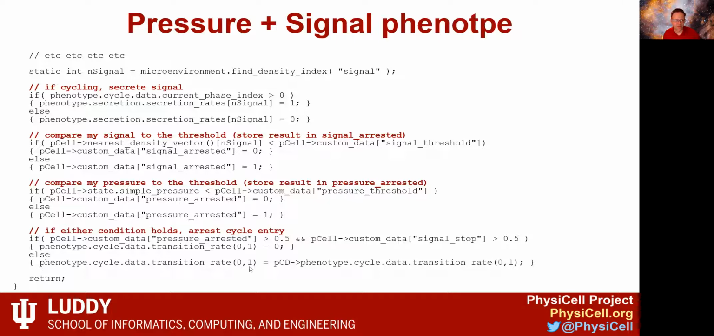And so the transition rate is going to be grabbed from the parent cell line. And actually, I see a slight bug here. I didn't use the right parameter name. It should be signal threshold here and signal threshold over here. Actually, no, sorry. It should be signal arrested over here. So this should have been signal arrested, not signal stop. So this is a slight bug actually in this example.